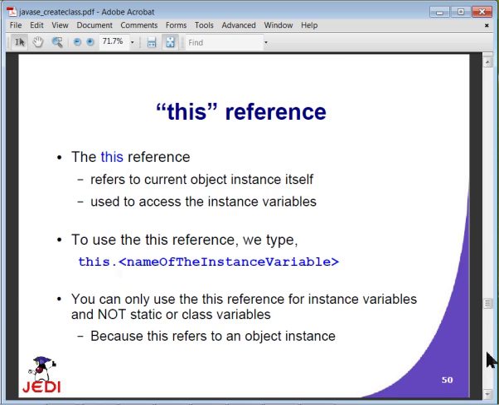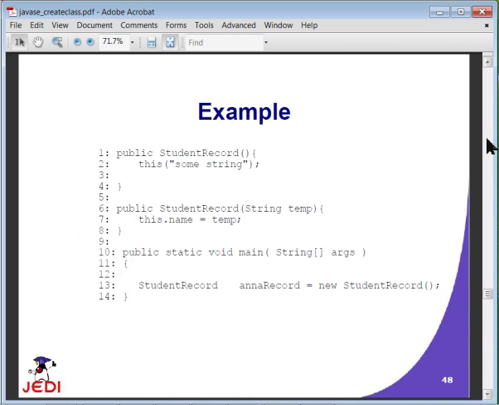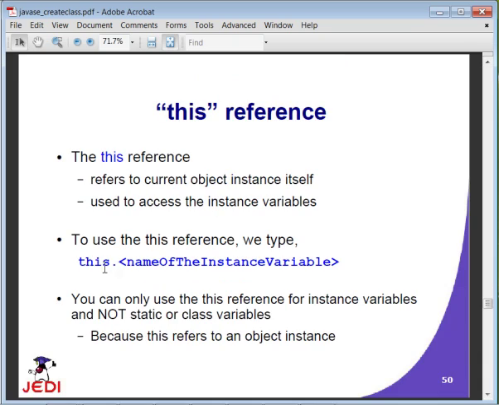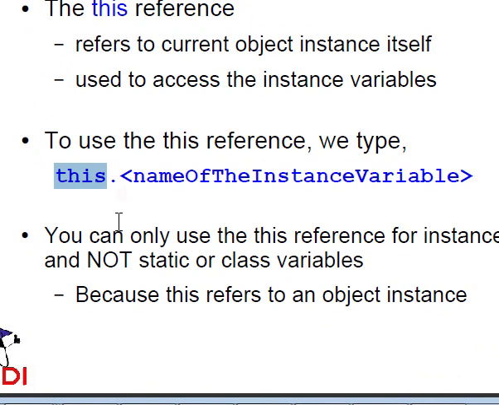Okay, so this reference refers to the current object instance itself, and is used to access instance variables, and the notation is like this dot something. So in our previous presentation, we were using this as, in a sense, a method, right? Another example that we are going to use here is using this as a reference to the current object instance itself. So when you call this dot name of instance variable, what that means is that I'm referring to the instance variable, meaning the instance property of this particular object, the current object.